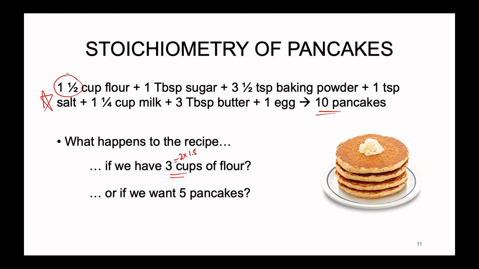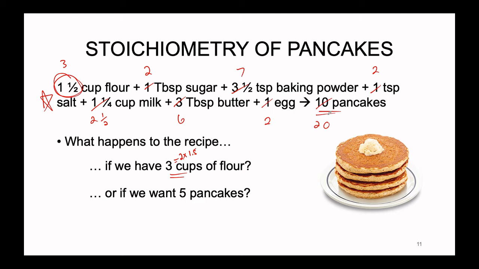So if we have 3 cups of flour, which is twice as much flour as what we need, then we would need 2 tablespoons of sugar, 7 teaspoons of baking powder, 2 teaspoons of salt, 2.5 cups of milk, 6 tablespoons of butter, and 2 eggs, and this would make 20 pancakes. Right, so if we have twice as much flour, assuming that we also have twice as much of everything else, we get 20 pancakes on the other side.